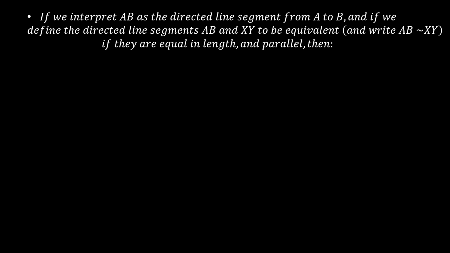Just to put some emphasis on what we've talked about, if we interpret AB as a directed line segment from A to B, and if we define the directed line segments AB and XY to be equivalent, the way we write it is AB tilde XY. So the thing we could do is, if they're equal in length and parallel, then we can express this in the following way. And this is what we just mentioned previously. In other words, AB and XY are equivalent if and only if B minus A equals Y minus X. So we talked about that previously.